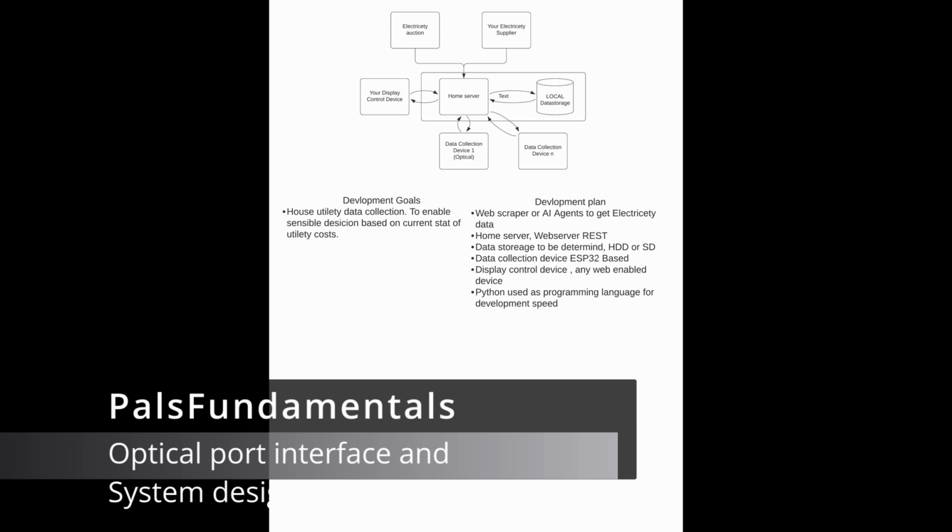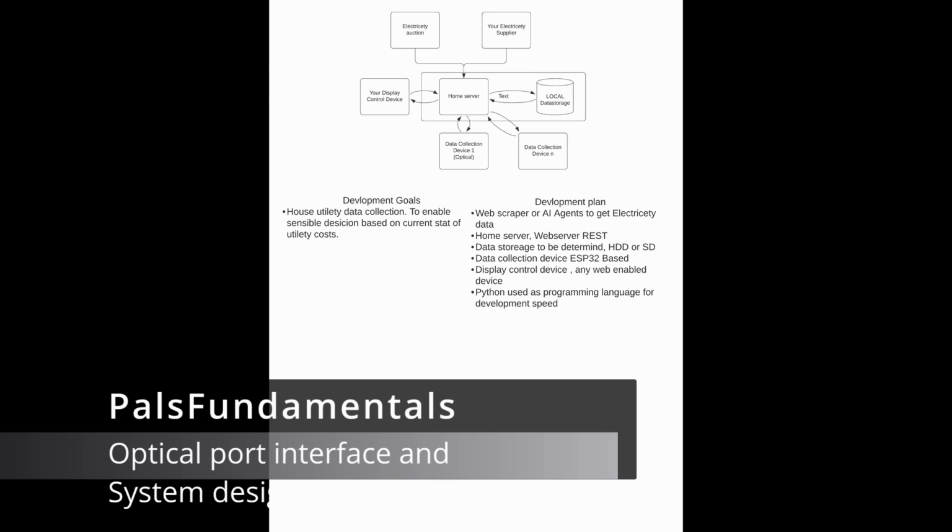Our development goals are we need to collect the data from the house's utilities to enable us to make sensible decisions based on the current state of the utility costs. The development plan is we need to get hold of this data. We are going to web scrape from the electricity auction site or from my supplier's site. This data is going into my home server.